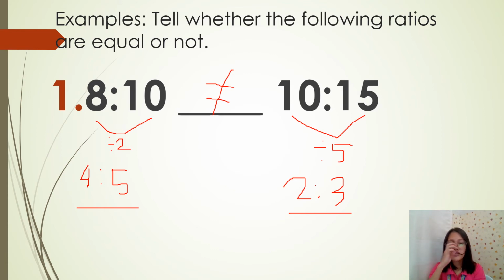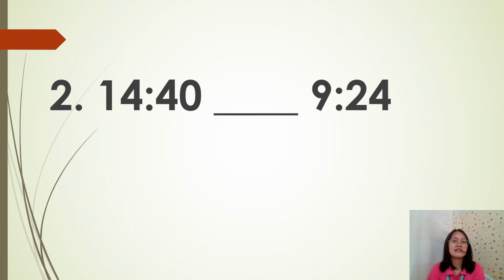Again, para ma-determine if the two ratios are equal, simplify the two ratios. Kapag parehas ang kanilang simplified form or lowest form, meaning equal sila. Kapag hindi naman, not equal, syempre. Another example, let's say we have 14 is to 40 and 9 is to 24. Kagaya ng ginawa natin kay example 1, find the GCF of the terms. So, si 14 and 40 divisible by what number sila? They are both divisible by 2.